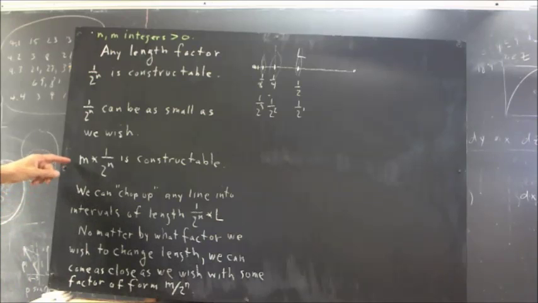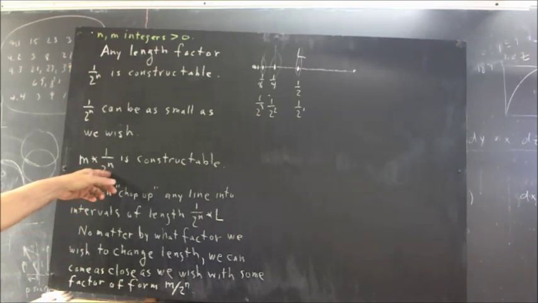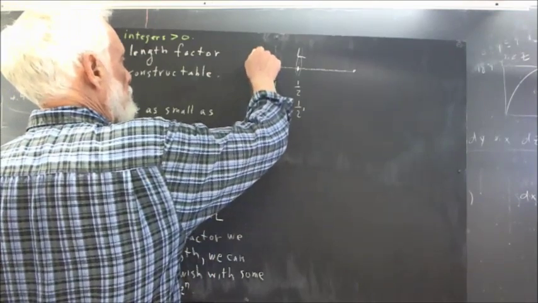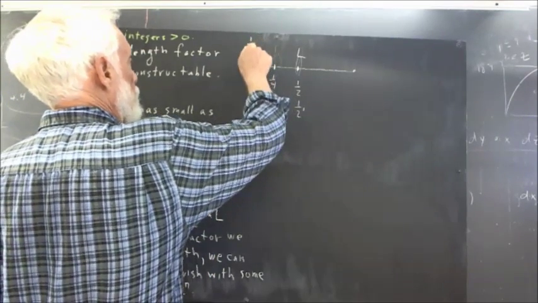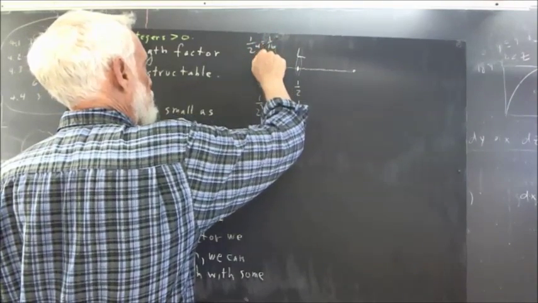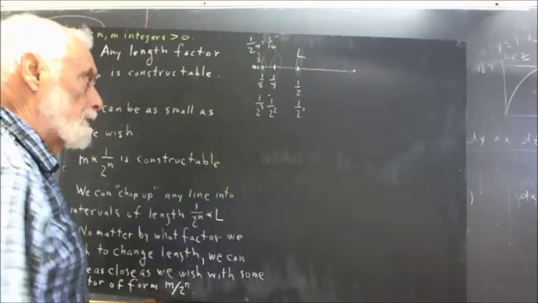Then m times 1 over 2 to the n is constructible. Well, once we have n, and let's just say n is 4. Okay, so right here would be 1 over 2 to the 4th, which is 1/16. That would be the length of a segment from the left end to this one.